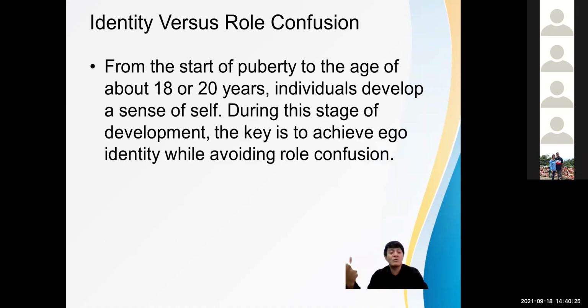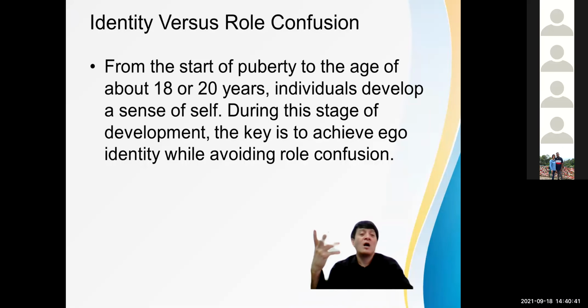And identity versus role confusion begins at their early adolescent stage. Who am I? They begin to ask questions because during the time that they were inferior, they were never given the chance to become industrious. They are already confused about who they are. So make sure the communication process starts from the age of trust versus mistrust, so that they will not have a confusion on their role or their identity at the age of 18 to 20. And during this stage of development, the key is to achieve ego identity while avoiding role confusion.